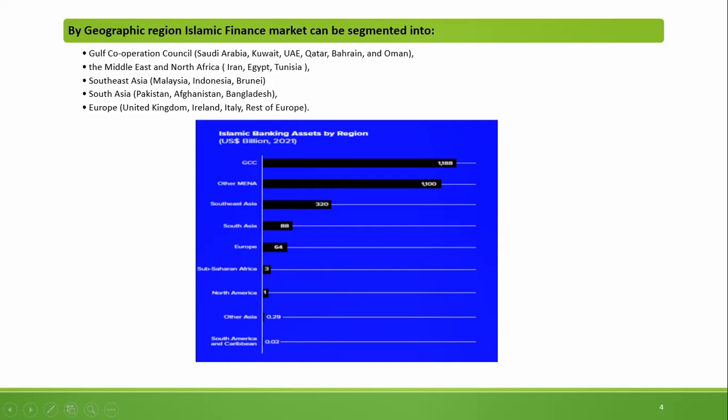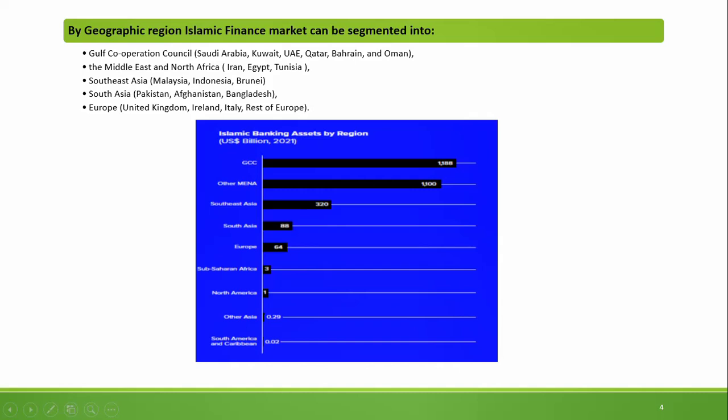Then we have MENA, Middle East and North Africa, in which the major players are Iran, Egypt and Tunisia. The worth of total Islamic banking assets in the MENA region is 1,100 billion US dollars. Southeast Asia, main players are Malaysia, Indonesia, Brunei, and the total assets are 320 billion US dollars. South Asia, main players are Pakistan, Afghanistan, Bangladesh, and we have 88 billion US dollars of Islamic banking assets in this region.